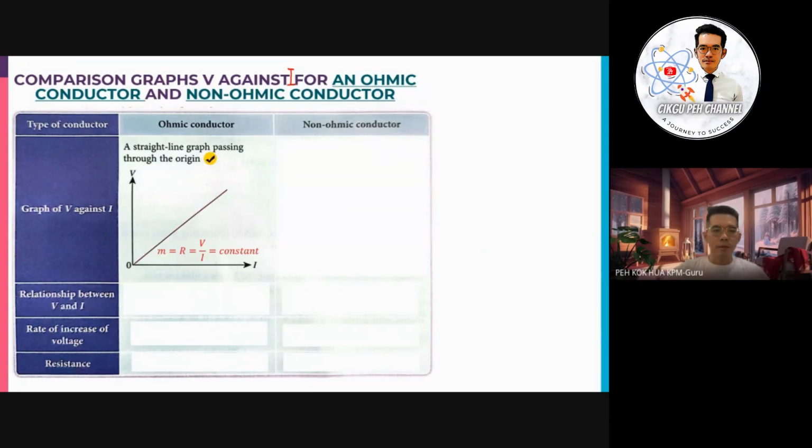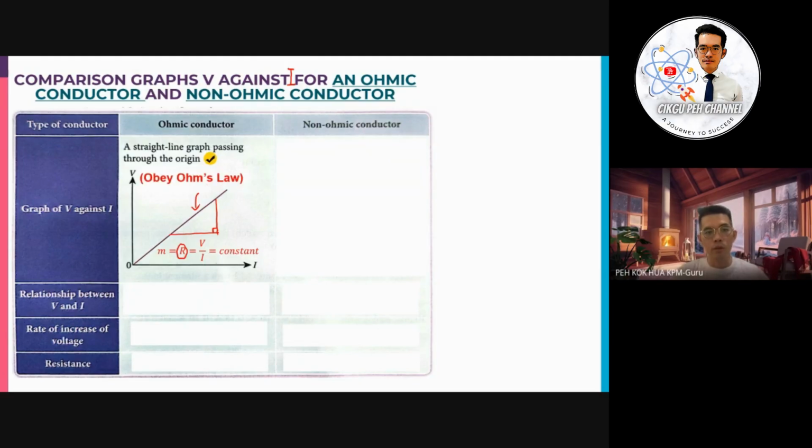The gradient of the graph represents the resistance. That means you can get the resistance from the graph using V over I. You will see this is a constant gradient, so that means the resistance will be constant for an ohmic conductor.